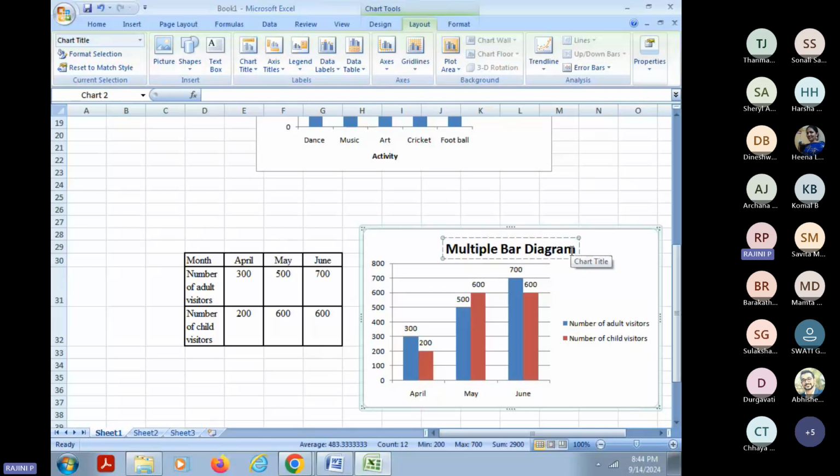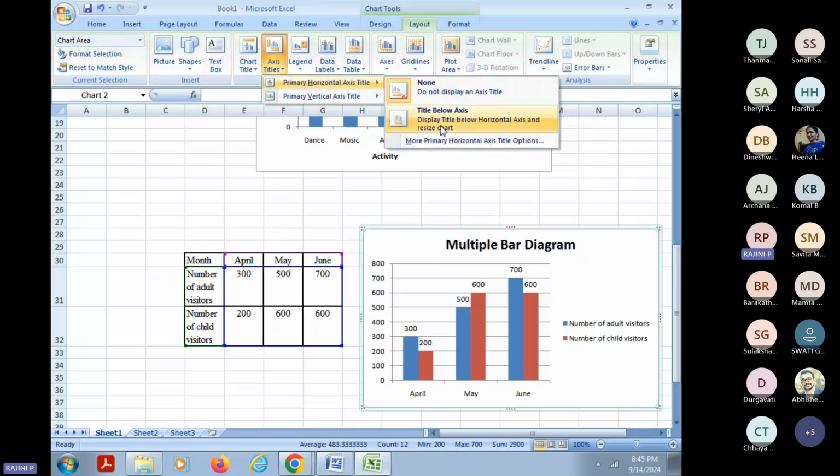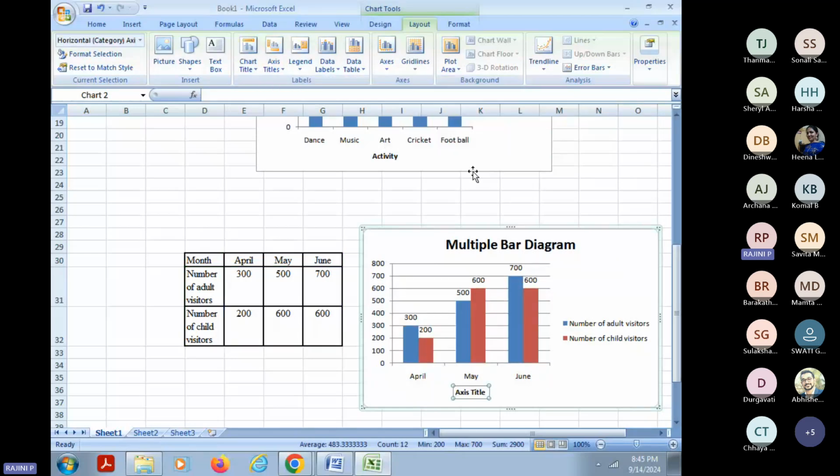Okay, so here I got it. And next one, on the x-axis, I want to give the name. Go to the axis title, horizontal axis, title below axis. It is the name of the month. Okay, and next, on the y-axis, what I'm taking is the number of visitors, whether it is a child or an adult.